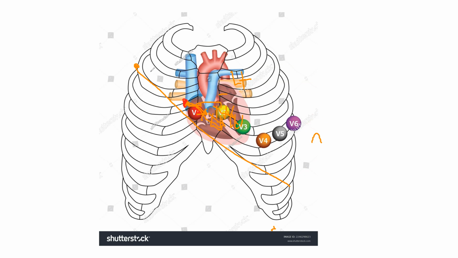Okay. Now let's talk about AVR. AVR is looking here, right? It's looking at the heart from the right border. Okay. So the SA node, when it generates electricity, the electricity is always going away from AVR.